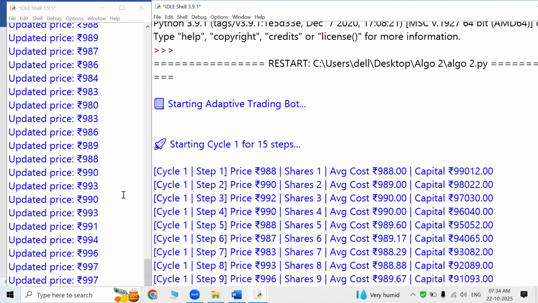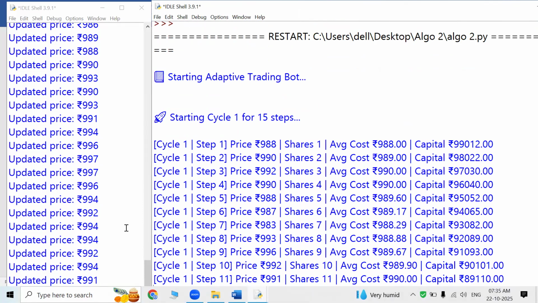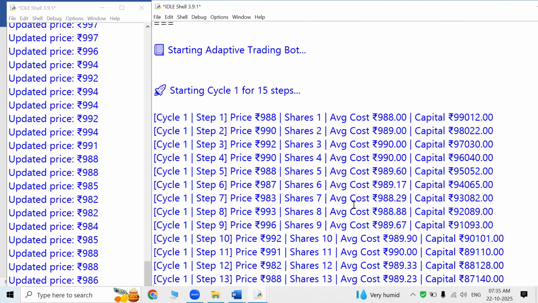So at 15 steps, we are on an average of 989, and the current price is 982. Currently we are in profit till 10 steps. If the market goes up, then there will be a chance of profit. 990, 998. There's a chance that we might lose this also, so we need to check. This is going to stop for sure if it does not come up to 990, because it's continuously falling down.